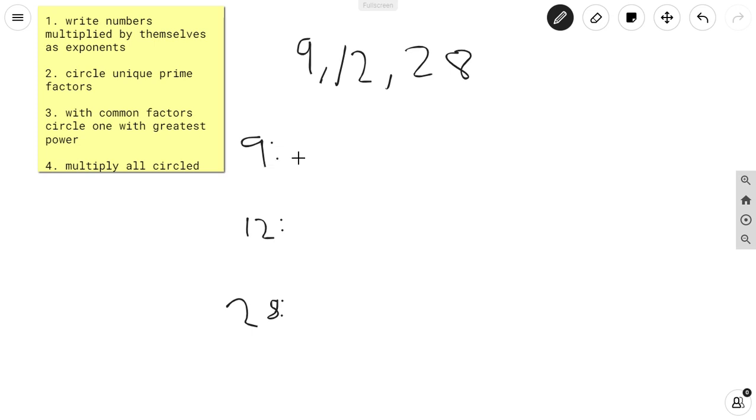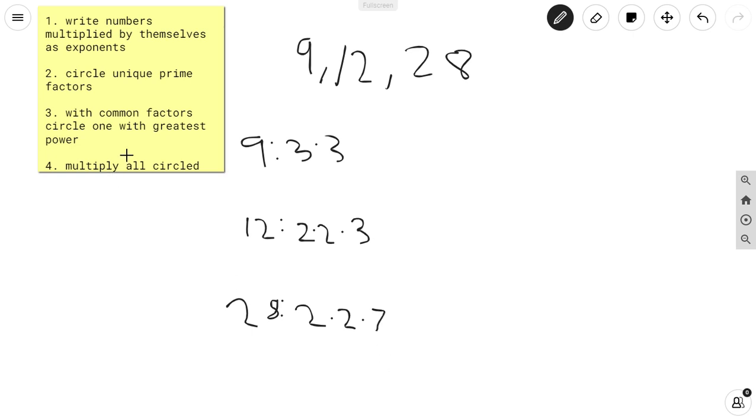So how do you get to 9? 3 times 3, right? 3 times 3 gets me 9, and 3 is prime, so I'm good here. How do I get to 12? 6 times 2, and 2 is prime. To get to 6, 2 times 3. So 2 times 2 times 3 gets me 12. Now 28. 14 times 2 gets me 28, and 2 is prime. To get to 14, that's 7 times 2. So 2 times 2 times 7.